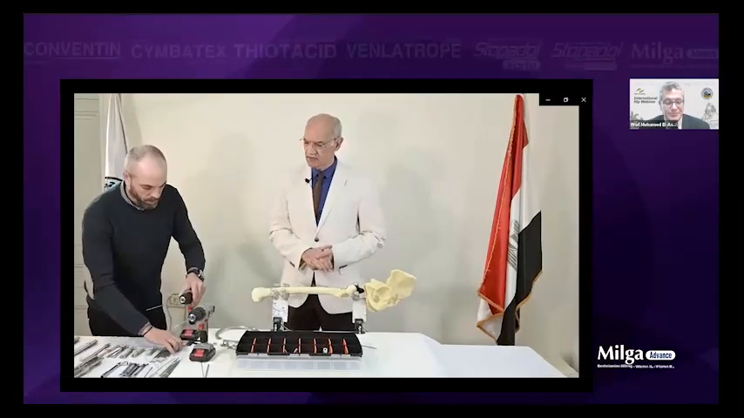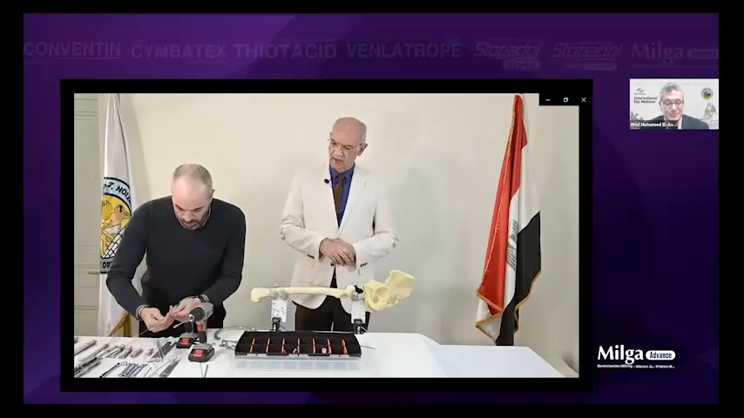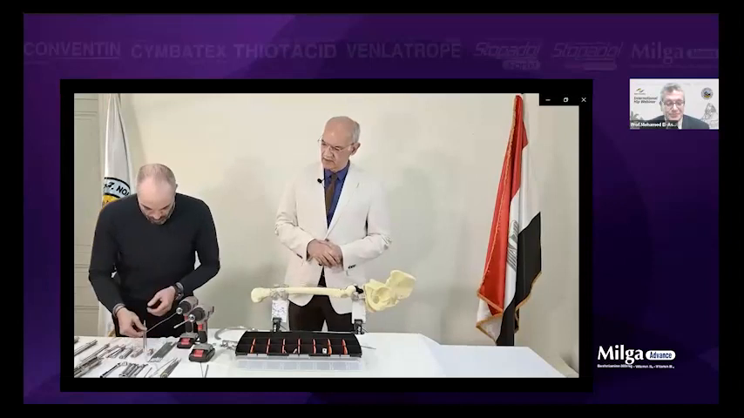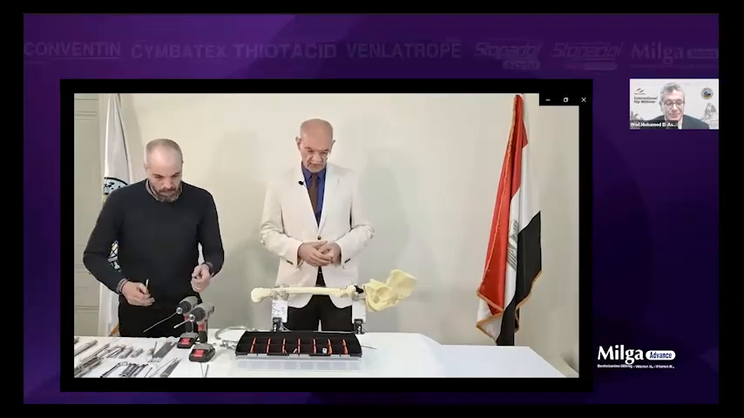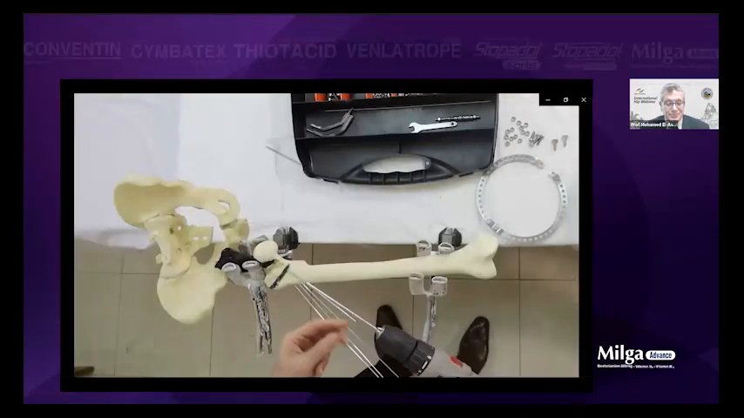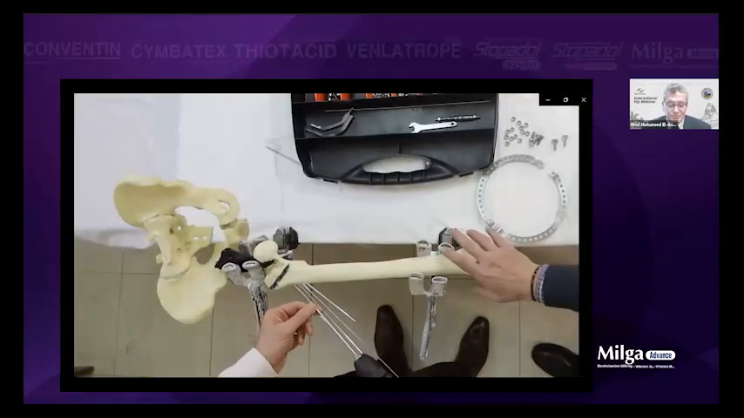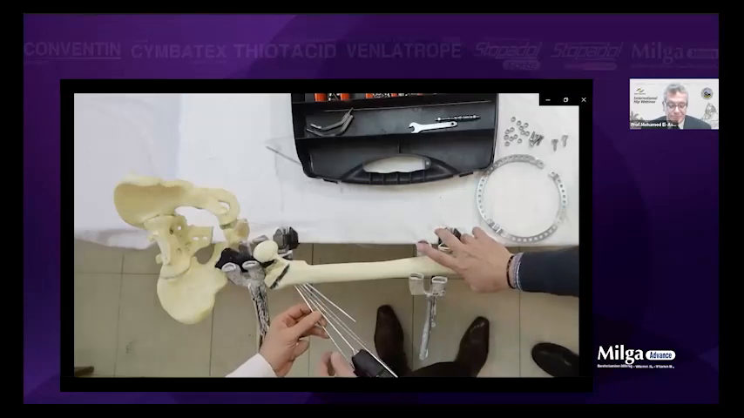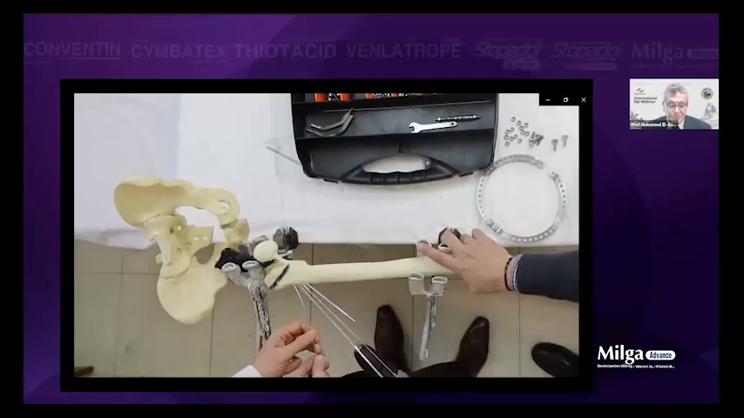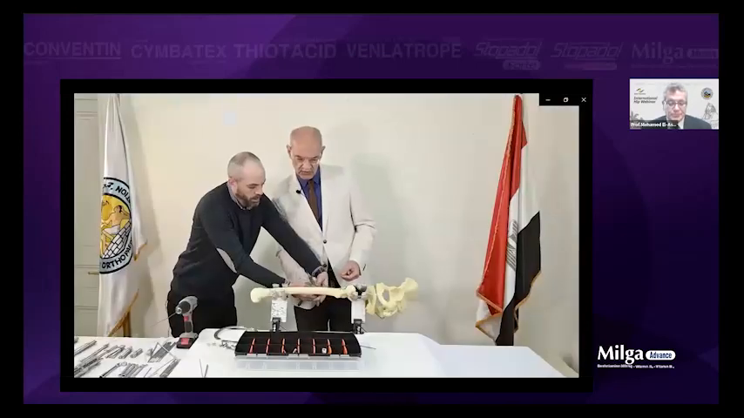The second method is to use the half pins, the 6 millimeter half pin. How to use the half pins? Again, under image intensifier, you can put a wire, and with the 6 millimeters half pin, you can put the half pin in the direction of the head and neck. Again, this is the first one.